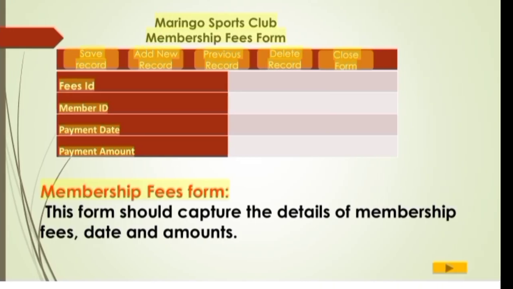Maringo Sports Club. Membership Fees Form. Fees ID. Member ID. Payment date. Payment amount. Save record. Add new record. Previous record. Delete record. Close form. Membership Fees Form. This form should capture the details of membership fees, date and amounts.